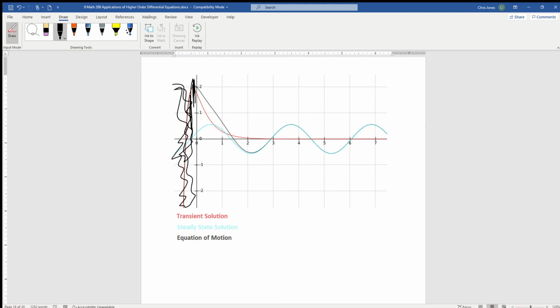And so the transient solution is the one that starts out having the biggest influence over the equation of motion. And you can clearly see that the black and the red lines, up until maybe around 1, exhibit almost the same behavior, all right? And then they start diverging from there. You'll also notice that the steady state and the equation of motion, the one in light blue and black, after right around maybe 1.5, start converging, and then they really start laying on top of one another around 2.25 seconds, and they almost become the same function.